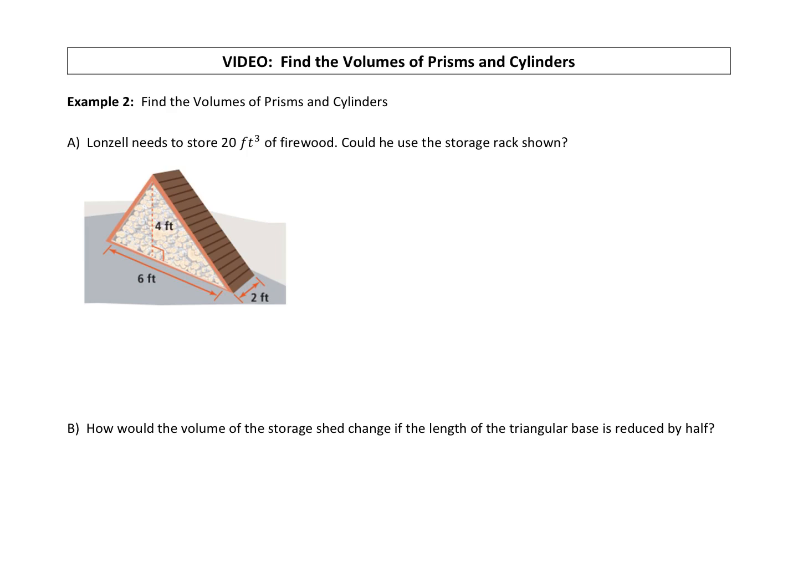Now that we know how to find volumes of prisms and cylinders, let's actually apply that. Let's find some volumes of prisms and cylinders. So part A, Lanzel needs to store 20 feet cubed. The cubed here indicates a volume measurement. If that was squared, that would be an area measurement. So we're looking for a volume of 20 feet cubed of firewood.